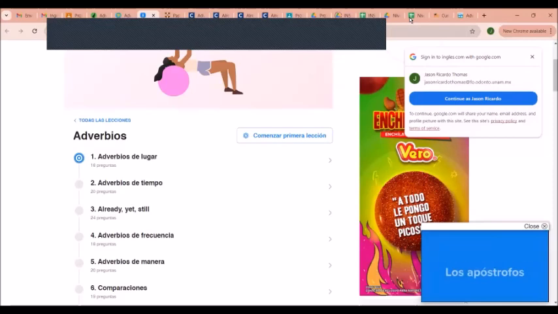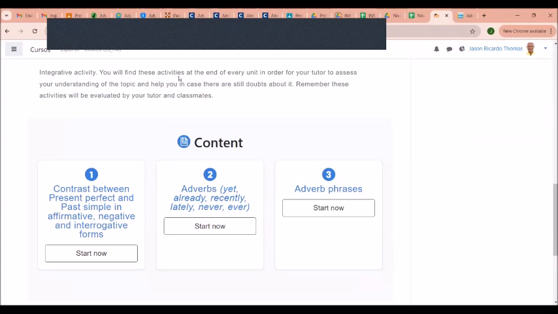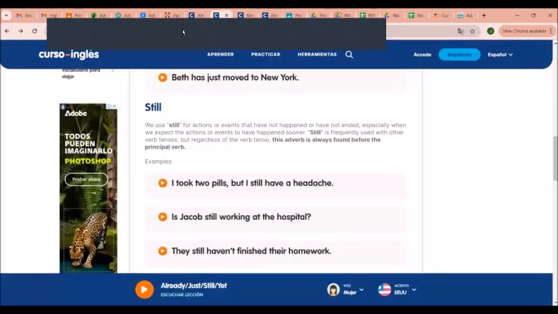So first, let's look at these. Let's look at yet, let's look at already, let's look at just, and let's look at still. Super important, so let's look at how we use them. Let's do some exercises, and then we'll come back and do some more exercises to differentiate between past and present. Perfect.